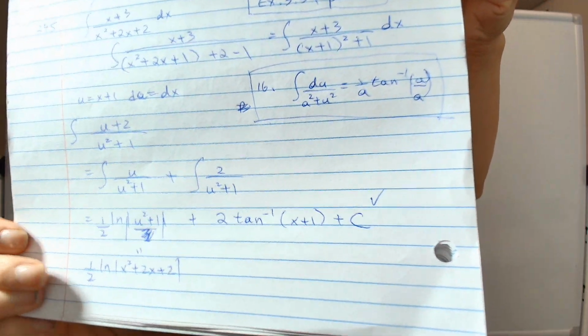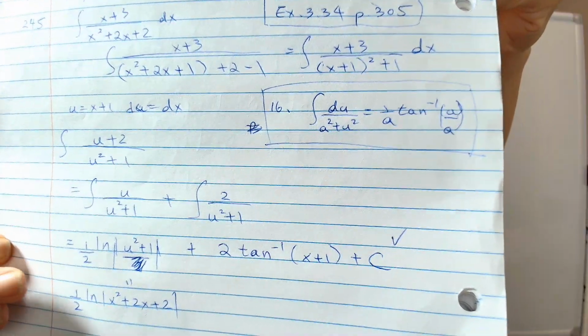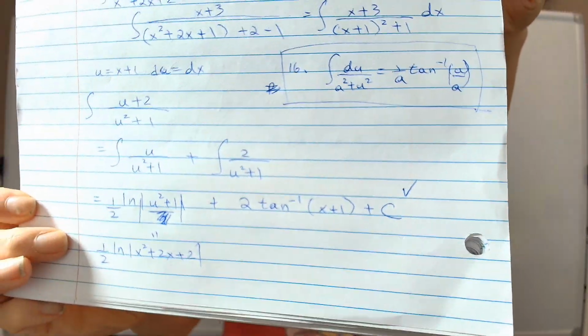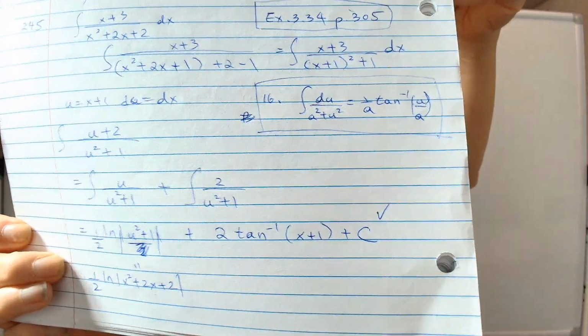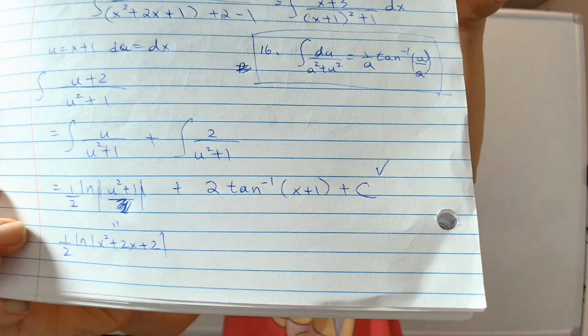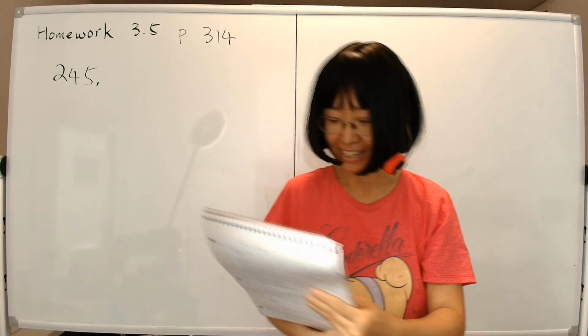Oh yeah, I forgot. Don't forget to put the u back. What was u again? u was x plus 1, so plug that back in. And in fact, u was the original thing up here, the part of the original problem, x squared plus 2x plus 2. So you plug it all in and you got the right answer.